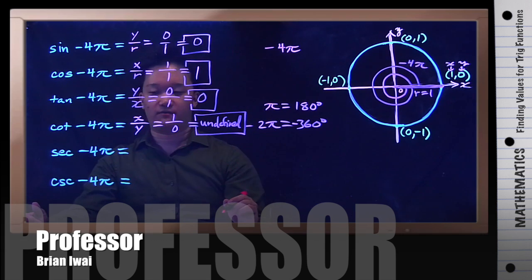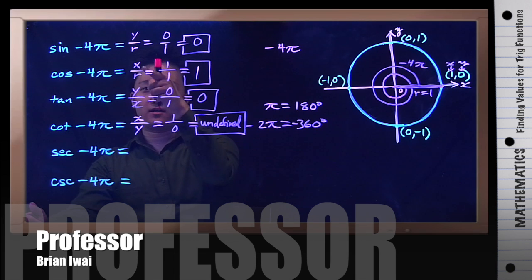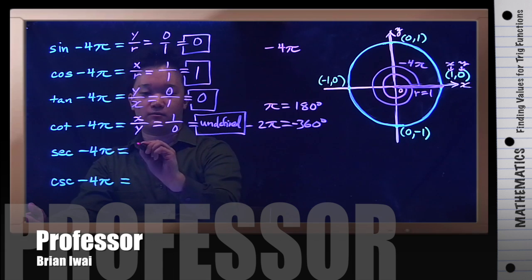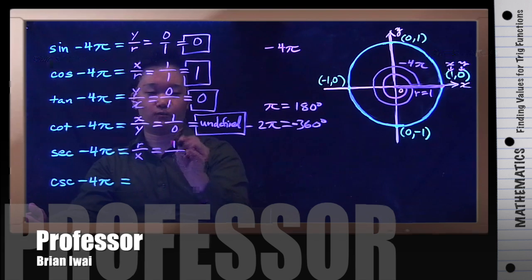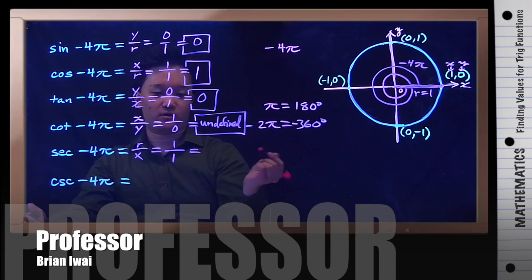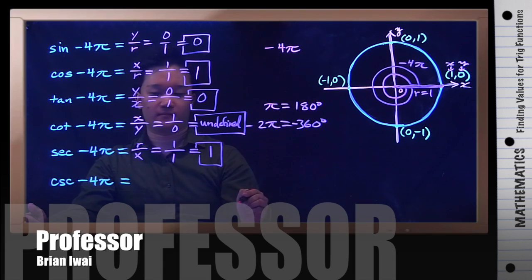What about secant of negative 4 pi? Secant, think of cosine. Cosine is x over r, but just like with cotangent, you flip them. So r goes on top, x goes on bottom, and you would write r over x. And r is 1, x is 1, and 1 over 1 simplifies to just 1. So secant of negative 4 pi is equal to 1.